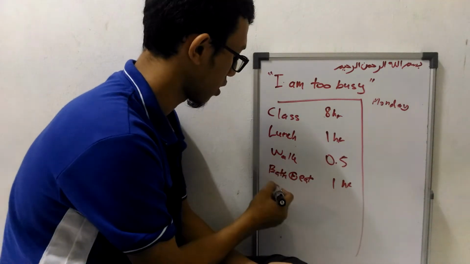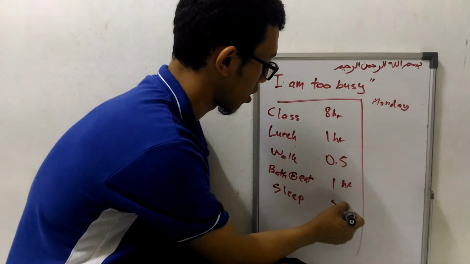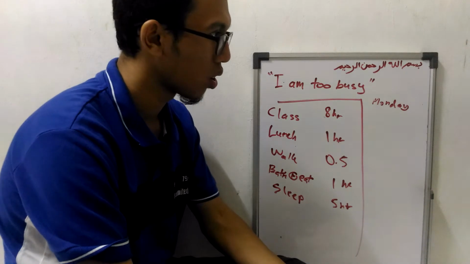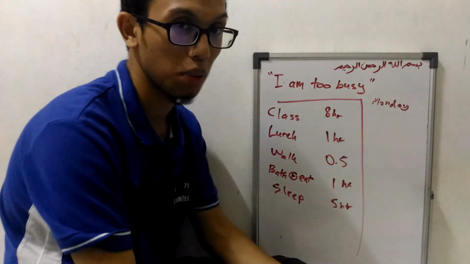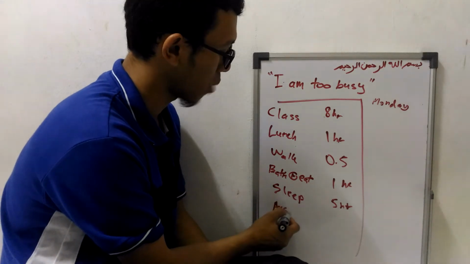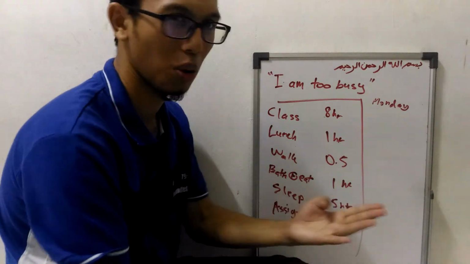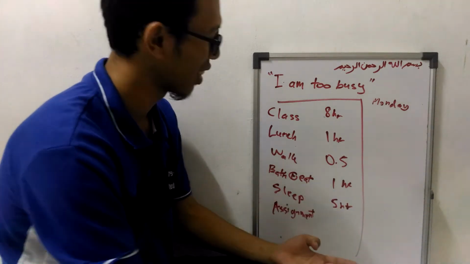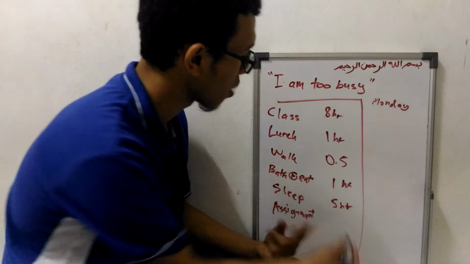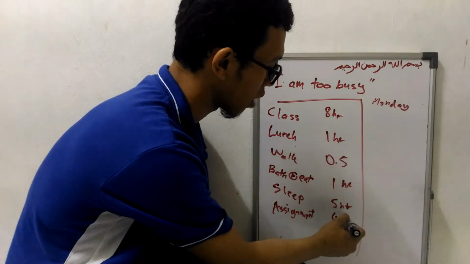Sleeping, let's say 5 hours. Doing your assignments and lab reports, maybe 2 hours doing assignments, 2 hours doing lab report. Just sum it up into assignments lah. Do you really have 4 hours to do your assignments and lab report? Maybe usually like 2 hours can finish lah assignments and lab reports. So let's say 5 hours. Let's say 4 hours lah. 4 hours for all the assignments and lab reports.